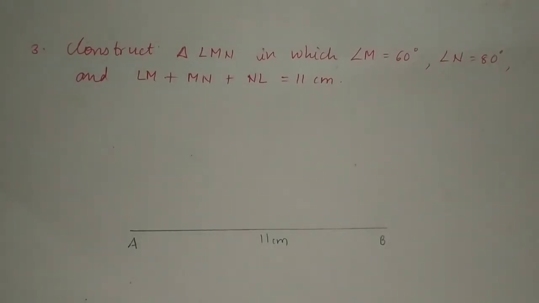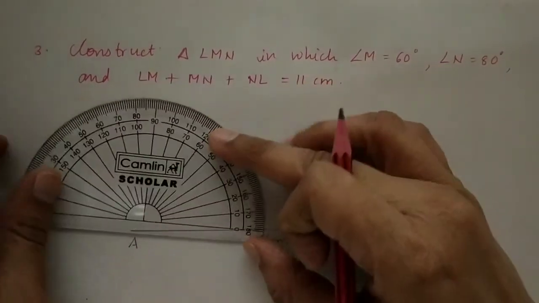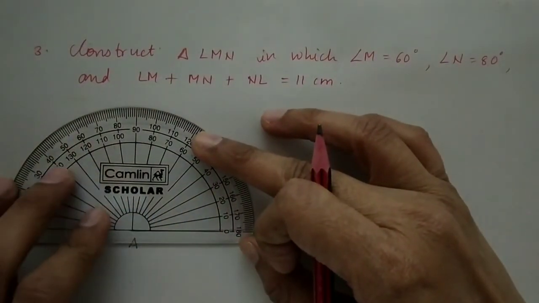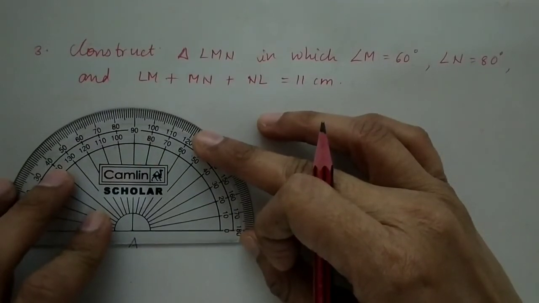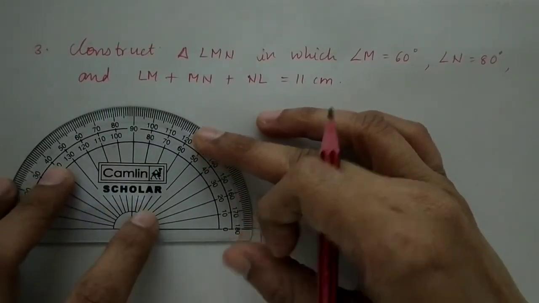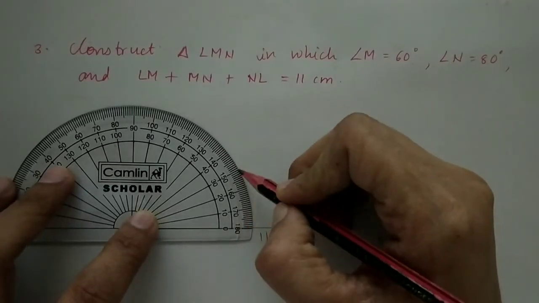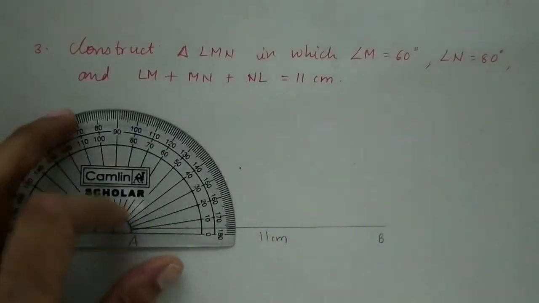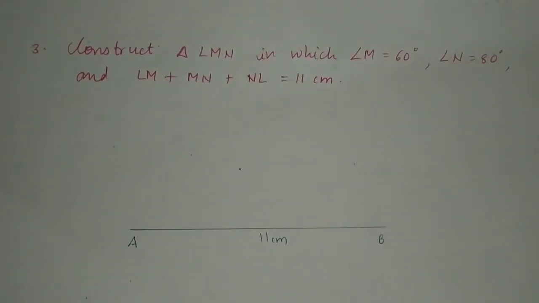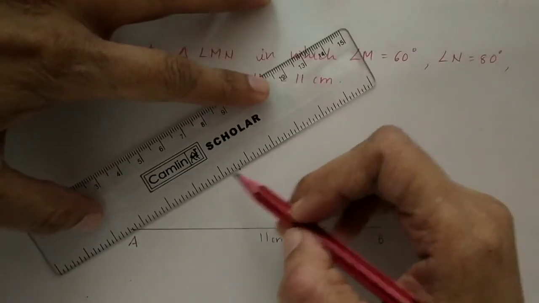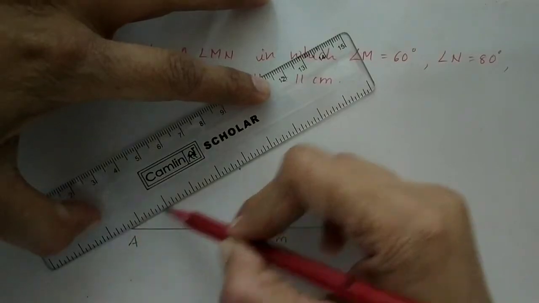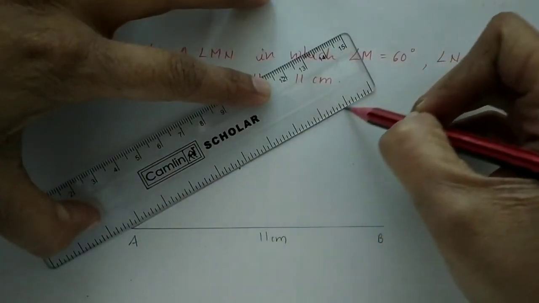Okay, then angle M is 60 degrees. So I'll take the half of 60, which is 30 degrees. So I'll take this as 30 degrees. Okay, and I'll place it here. Okay, so this angle M is 30 degrees. We are going to take here and we are going to draw a ray.